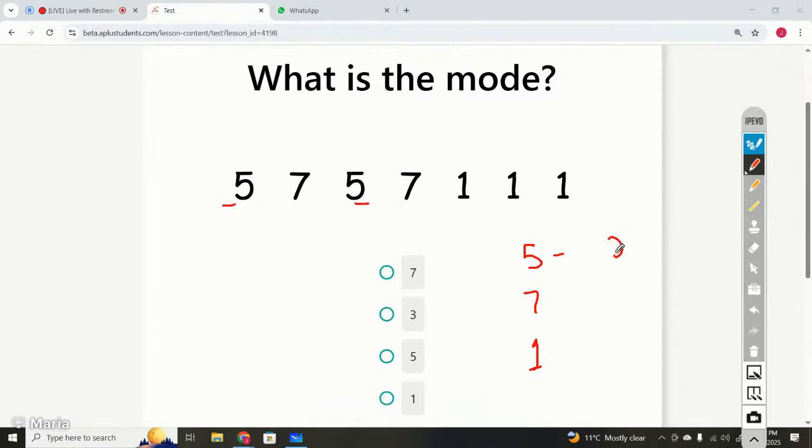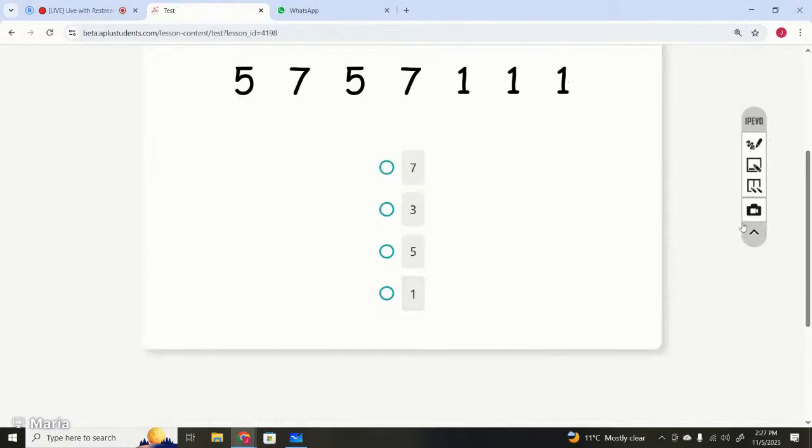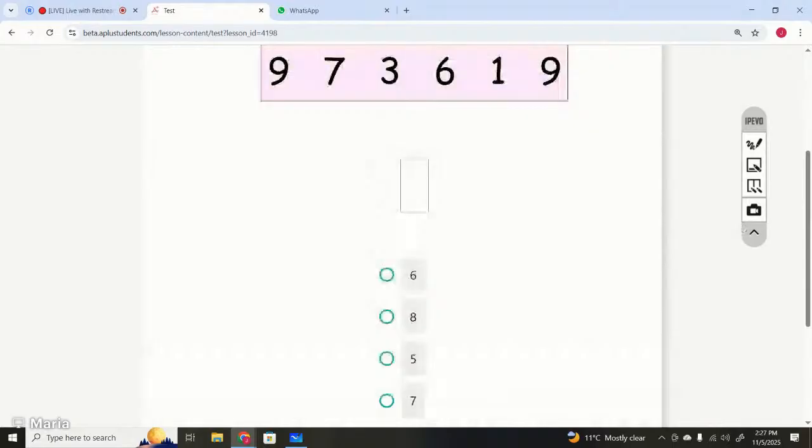Here you have 5 that appears two times. Then here you have 7 that appears two times. 1, 2, 3. 1 three times. So that means 1 appears three times in the given data. So the correct option is 1. Mode is 1.